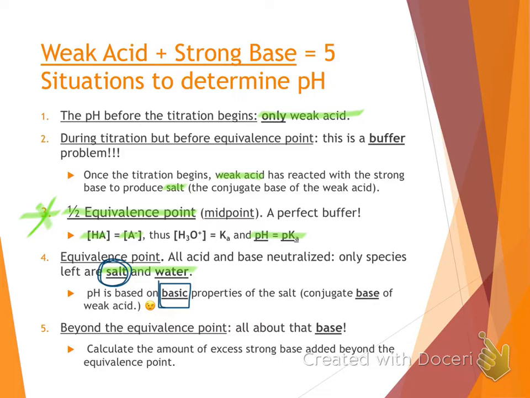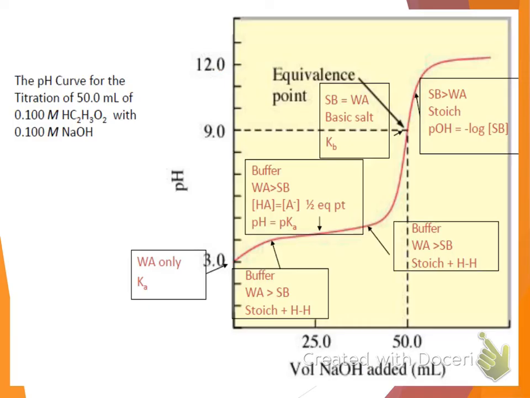After the equivalence point, we're just adding excess strong base. So all we need to do is some stoichiometry, figure out how much excess strong base, and then calculate our pOH from that OH- concentration. So we can see these different points all on a titration curve as well.